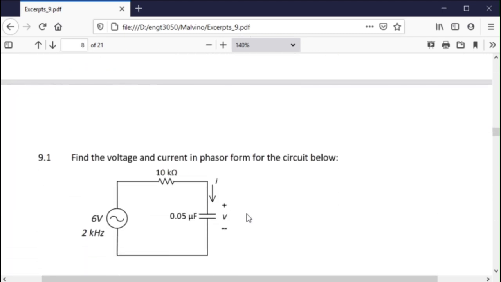Now we're going to start with some problems, and we're going to go through these, and we're going to work some of these out and see what we got.